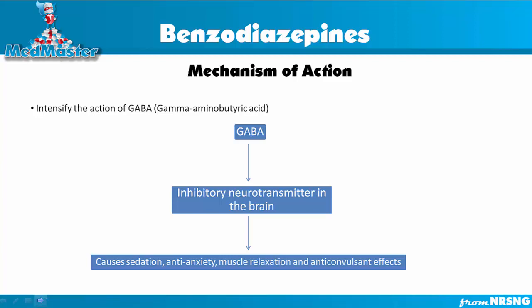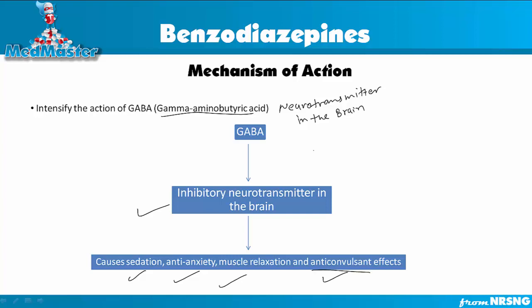We have GABA, the full name of which is gamma-aminobutyric acid, which is a neurotransmitter in the brain. The GABA neurotransmitter is actually an inhibitory neurotransmitter in the brain. So when your brain secretes GABA, it causes sedation. It helps you relax, it relaxes your muscles, and it also has anticonvulsant effects.